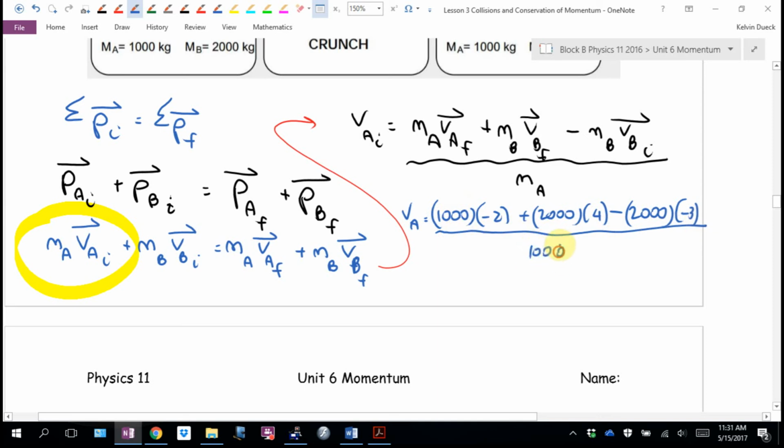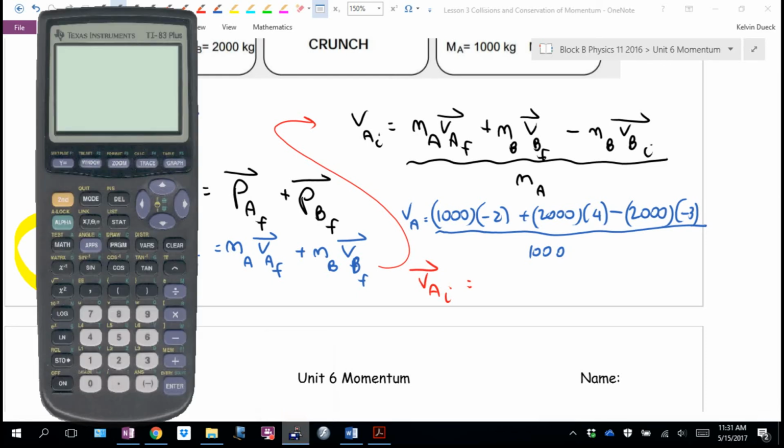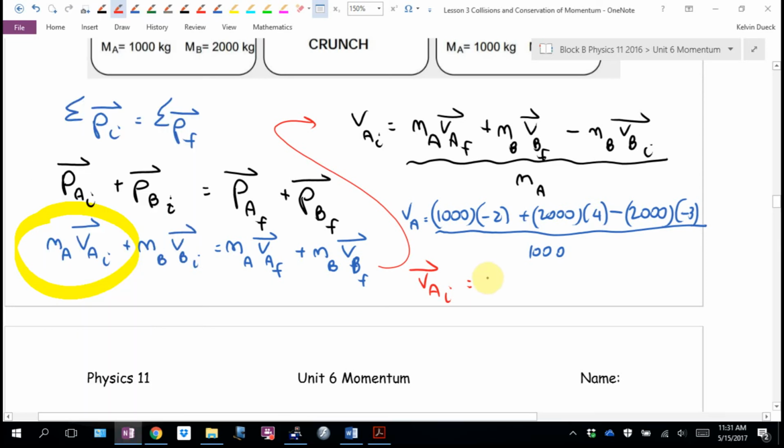1,000. And this is VA initial, if I recall. What do you get? 12? Direction, because I got a positive answer.